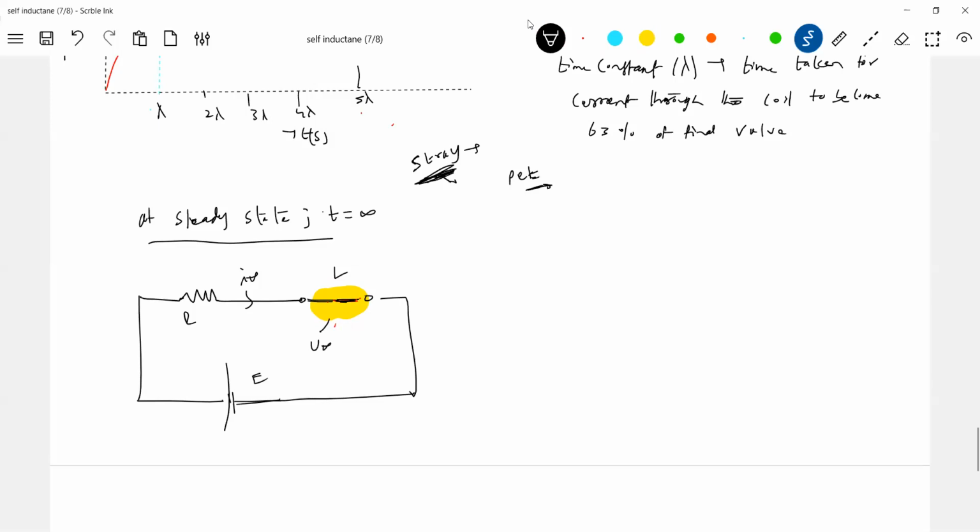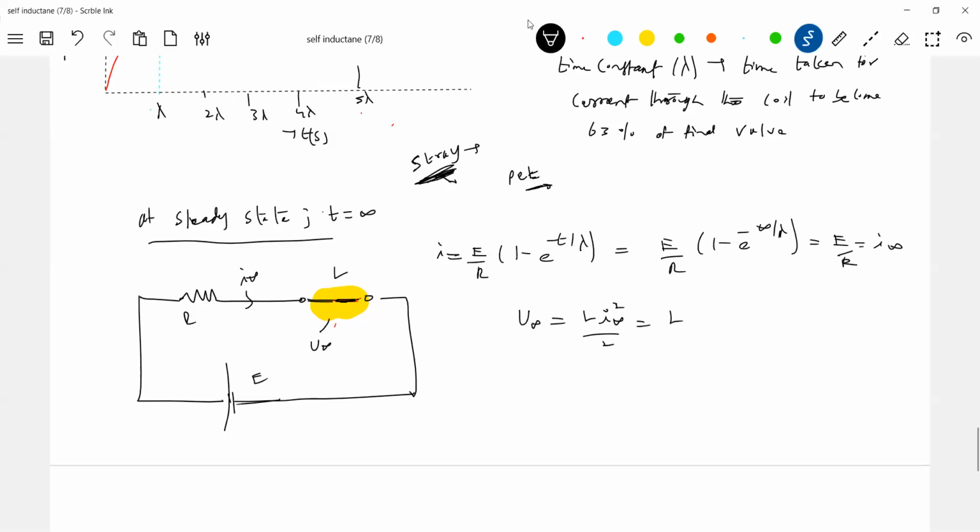Then what is I infinity? According to the formula, I is equal to E by R times (1 minus e to the power of minus t by lambda). After a long time, e to the power of minus this goes to zero, and everything ends up with E by R. This I call the steady state current. So what is the energy stored in the inductor at steady state? It is (1/2) L I squared, L by 2 times I infinity squared, and I infinity is E by R, so the energy is L E squared by 2 R squared.